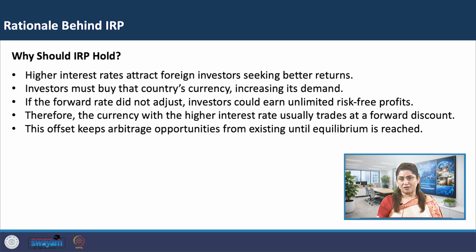No profit remains. Arbitrage stops. Equilibrium is restored. This is why IRP holds. It ensures that investors cannot make unlimited arbitrage profits simply by moving money across countries. The self-correcting mechanism driven by rational investors and arbitrage is the entire rationale behind IRP.